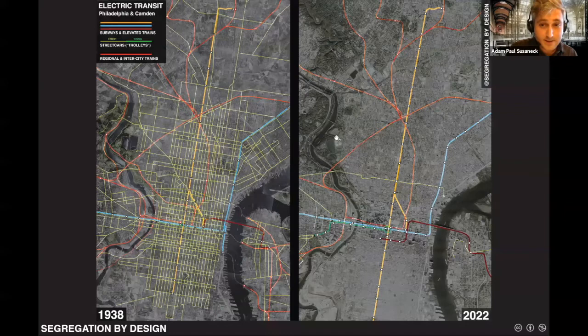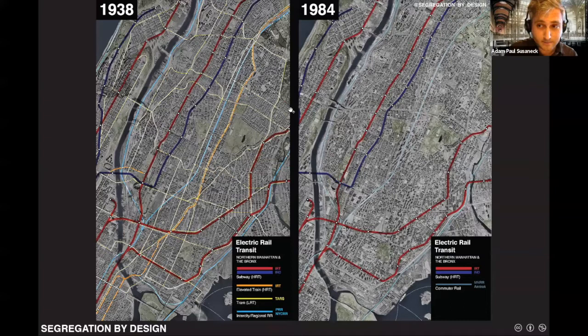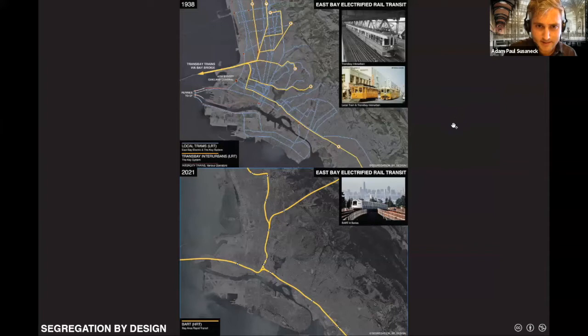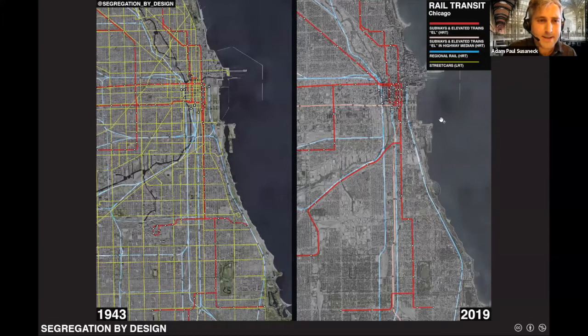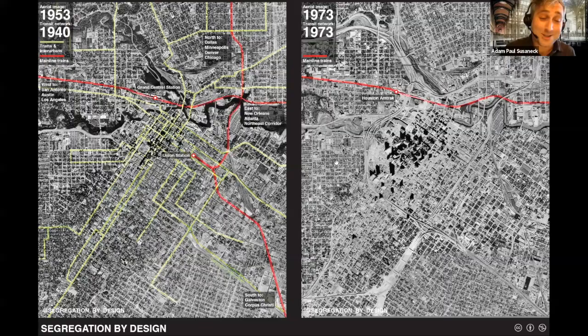This is Philadelphia. This is the Bronx. Oakland. Chicago. So as suburbanization happened, these systems became less and less used, and now we spend billions of dollars recreating a small fraction of what we had. This is Houston, again showing that even what we think of as typically auto-oriented cities did not necessarily grow up that way. Syracuse.